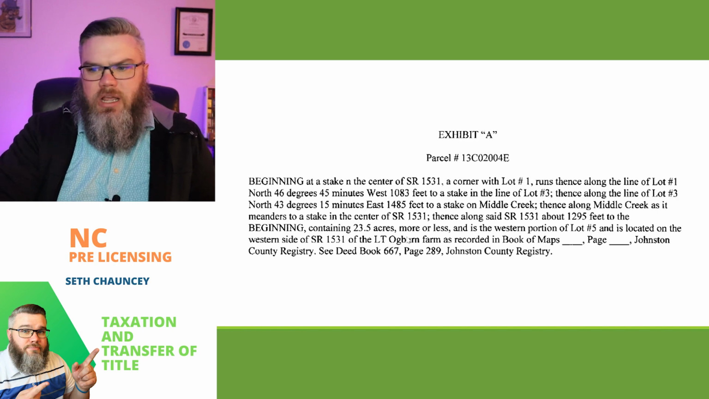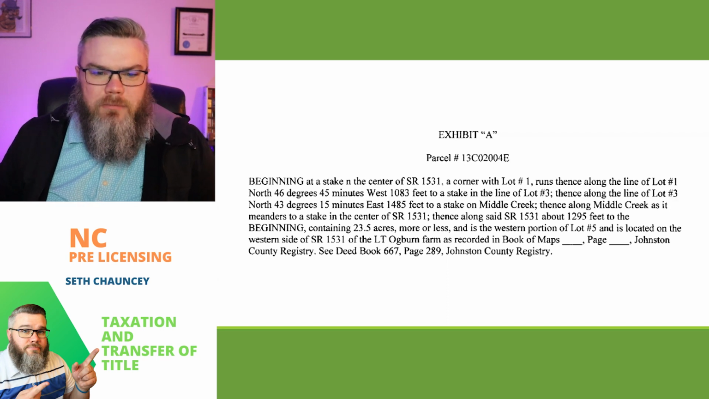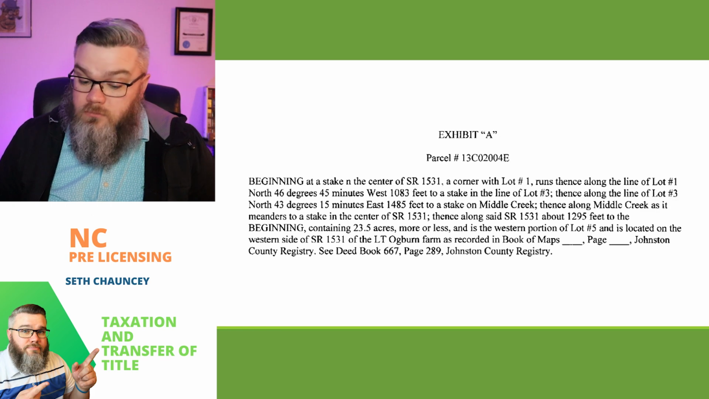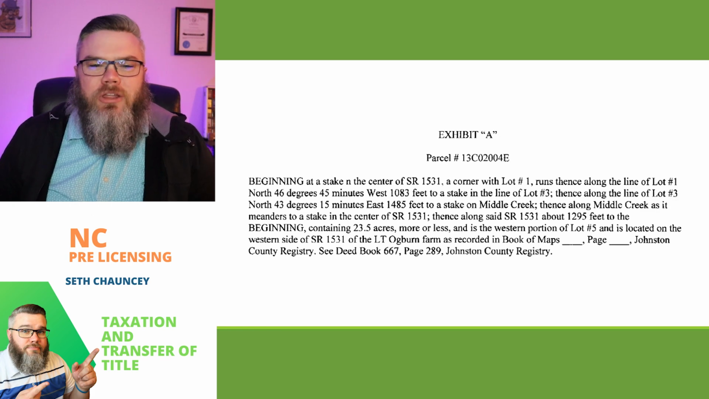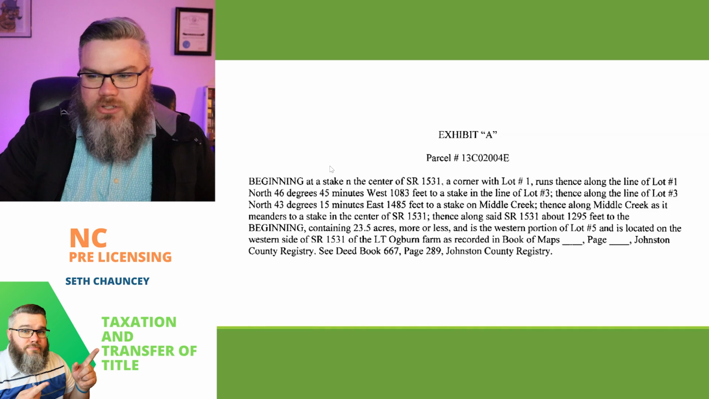Now, folks, take a look at this and tell me what type of legal description this is on this deed. The first one we went over, that's the metes and bounds. There you go. The first one we went over will not be a test option. So yes, metes and bounds it is. And so this is where I told you, it is just a bunch of verbiage.